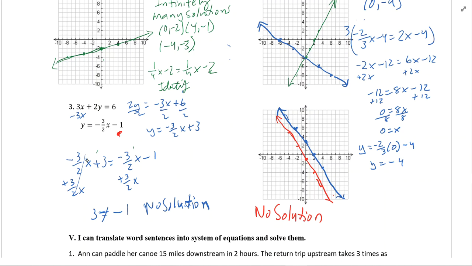If we did it mathematically, when we plug in for substitution, once you add the 3 over 2x, they're going to cancel out. And you get 3 equals -1, which is not a true statement. So it is no solution.